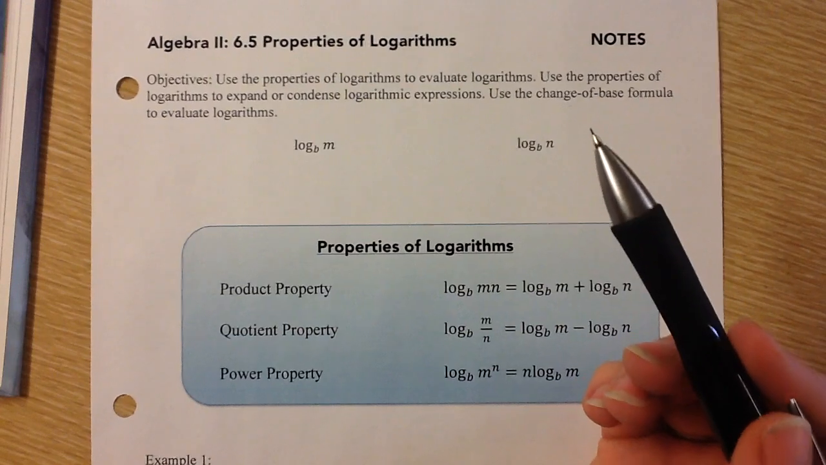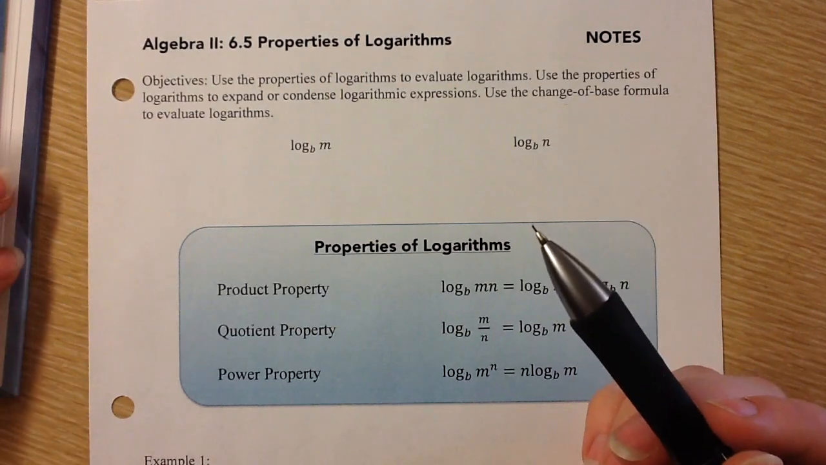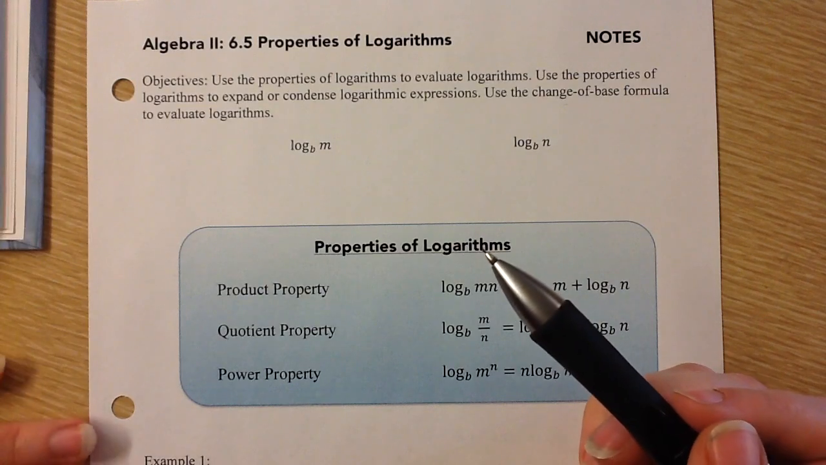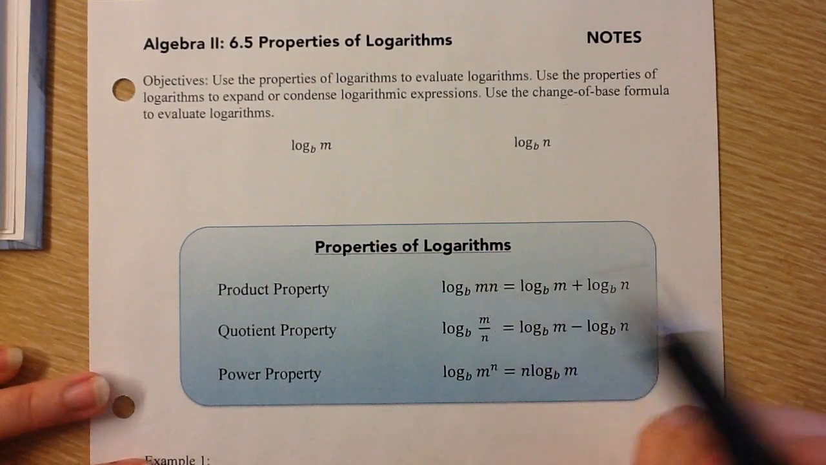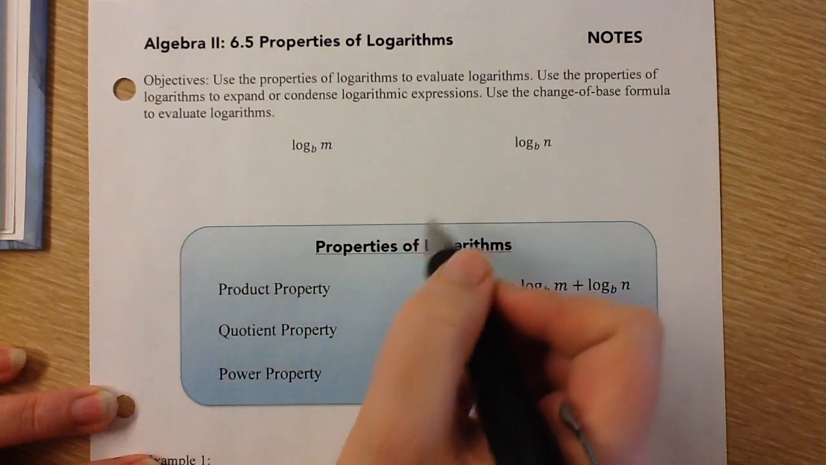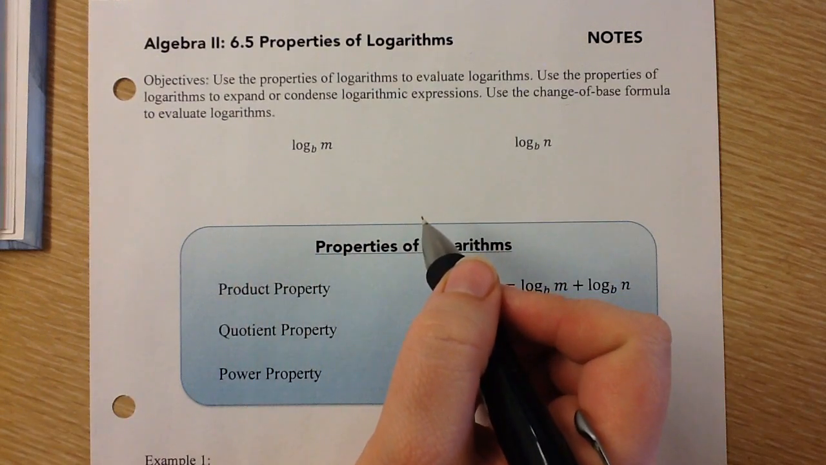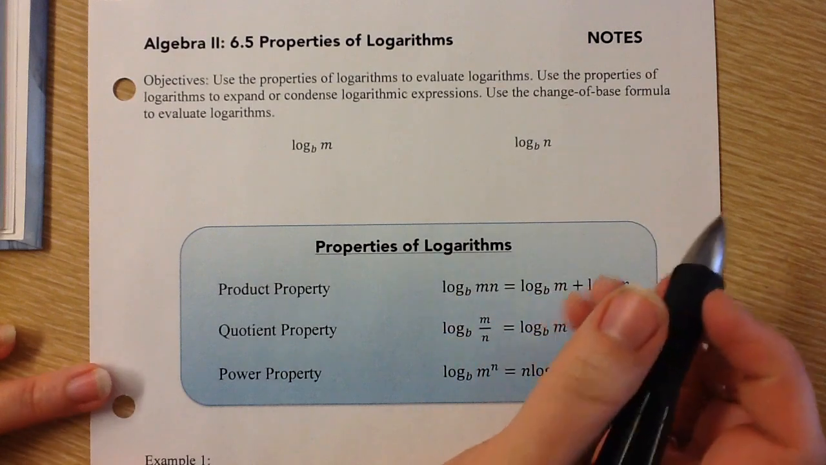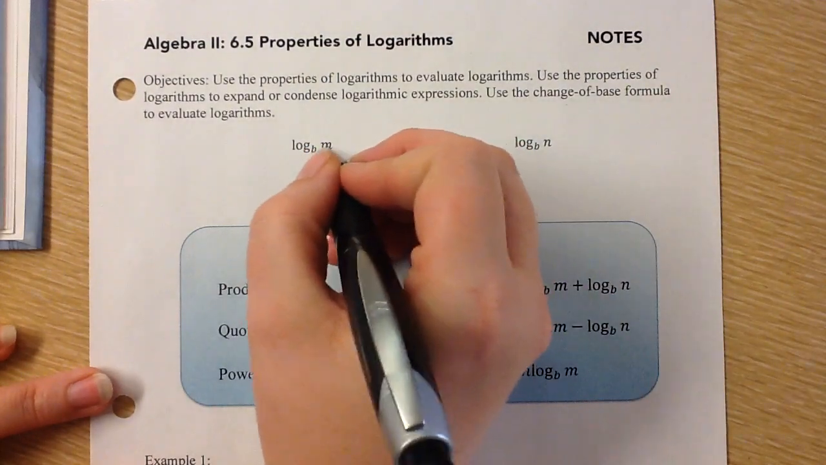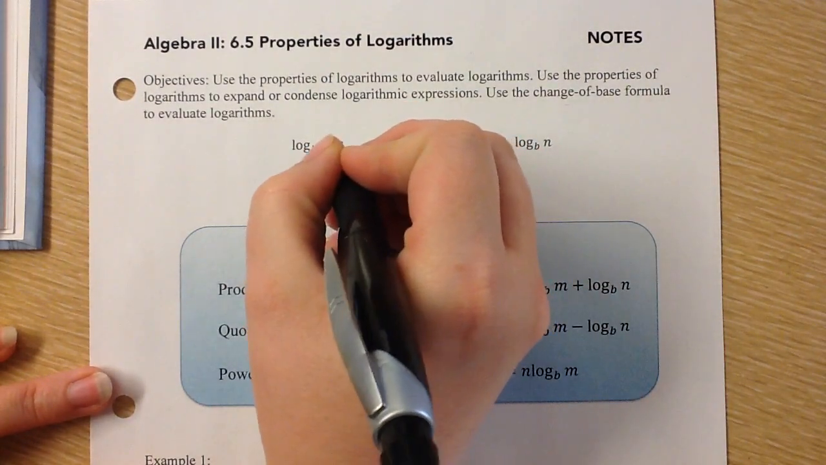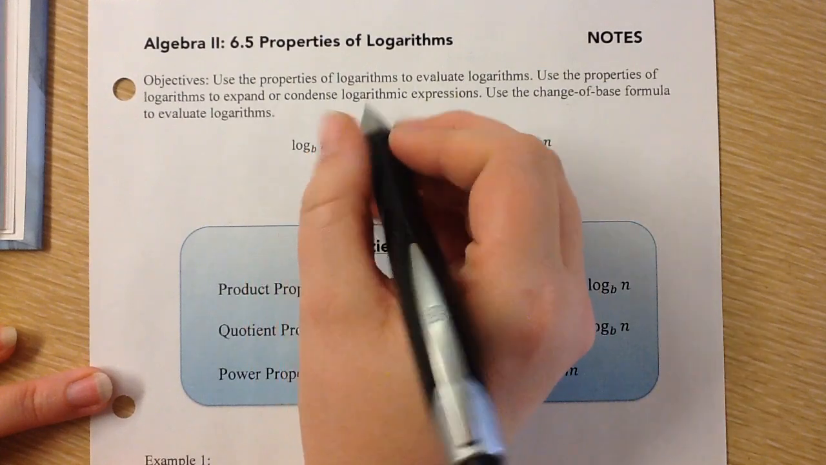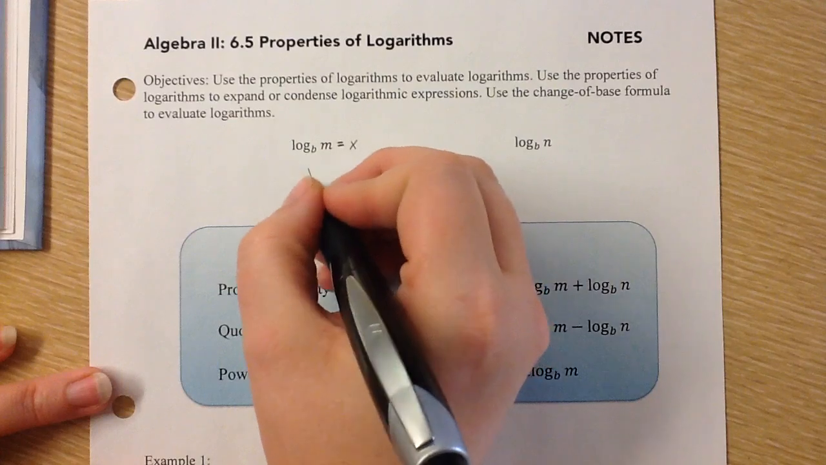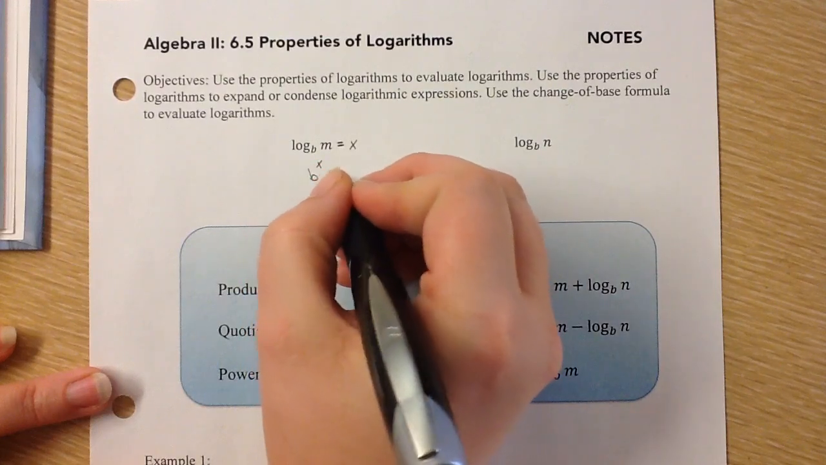Now that we know what a log is and how a log is related to an exponent, we can start doing some properties of logs. First, before we get into our properties of logs, we're going to look at them in relationship to the properties of exponents. If I have log base b of m, we know this is equal to some exponent x. If I rewrite this, it would be b to the x equals m.